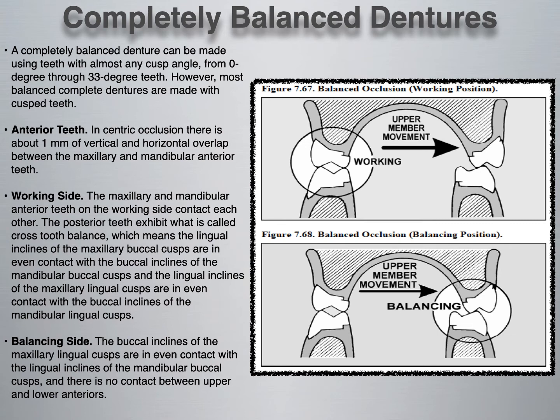So we see that the working side has contacts on all cusps there, and then when we reference our balancing side, the buccal inclines of the maxillary lingual cusps are in even contact with the lingual inclines of the mandibular buccal cusps, and there's no contact between the upper and lower anteriors, right? So when it's balancing, you have lingual cusps of the maxillary touching buccal cusps of the mandibular, okay? So this may seem a little confusing. It will be much easier to understand this when viewing teeth in motion on your articulator while you're setting your teeth.